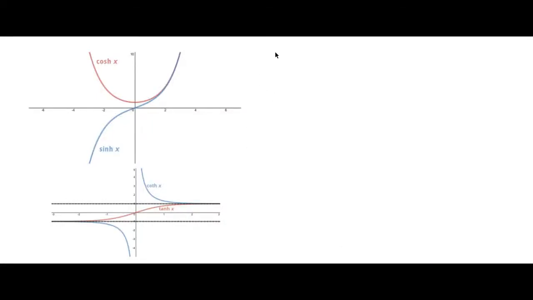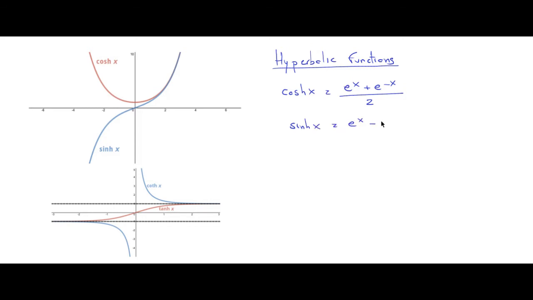Finally, what we have is what we call the hyperbolic functions. These are the last functions that we will see. So they are the hyperbolic cosine, defined as e to the x plus e to the minus x over 2, and the hyperbolic sine, which is e to the x minus e to the minus x over 2. Okay, and they look like this.